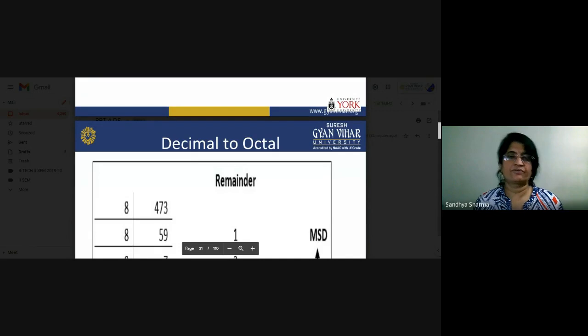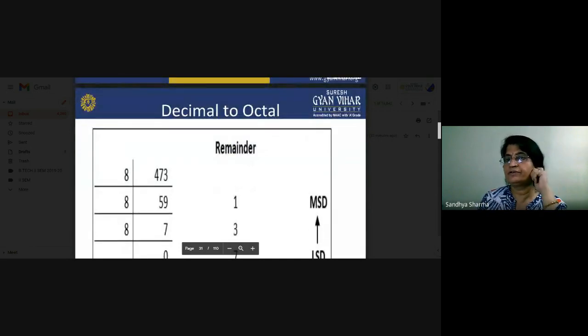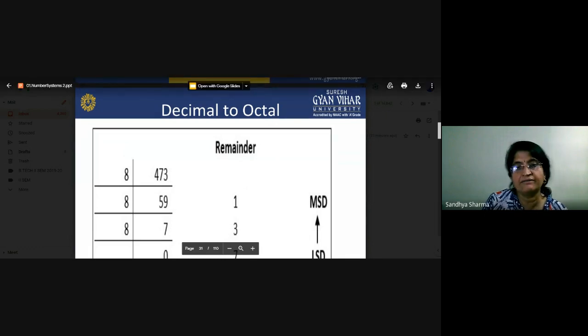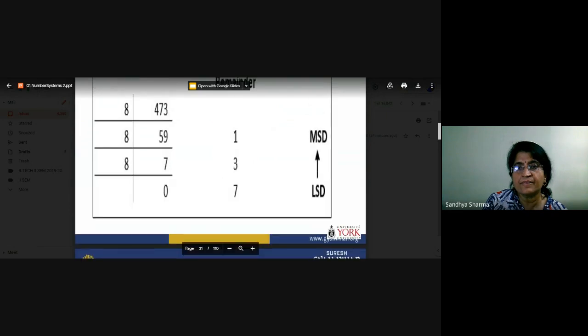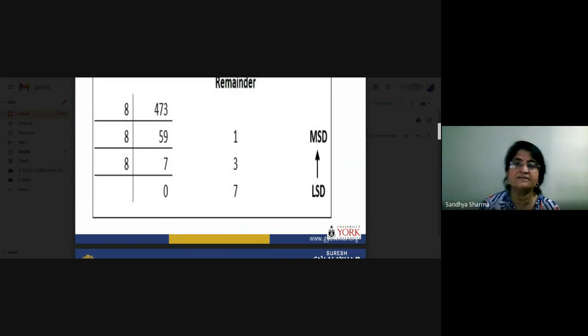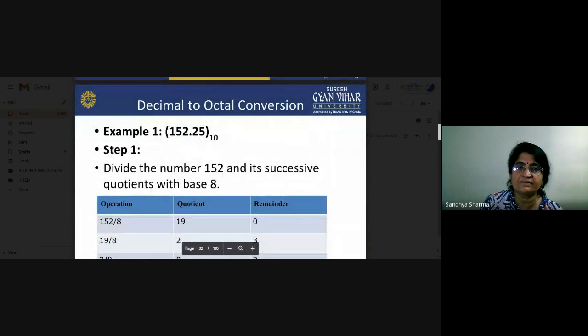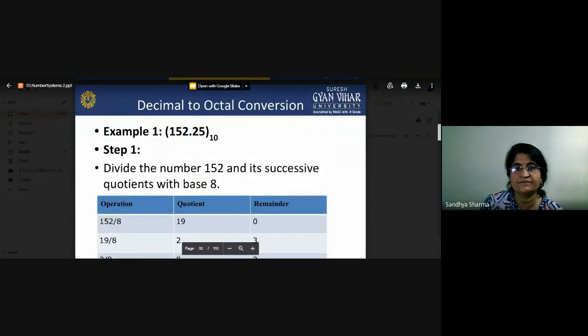Decimal to octal. Suppose you are given a decimal number and you have to convert it into octal. So you divide your decimal number by 8, and by dividing with 8, you will receive the remainders. You will again read them in reverse order, 731, so you have to write 137. Same process we will apply.